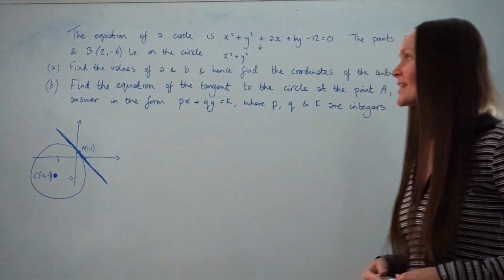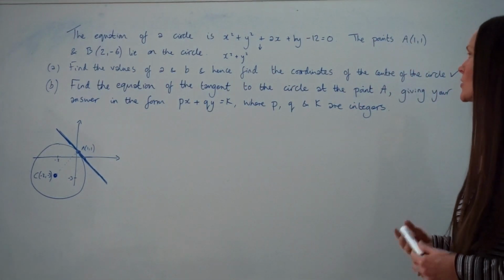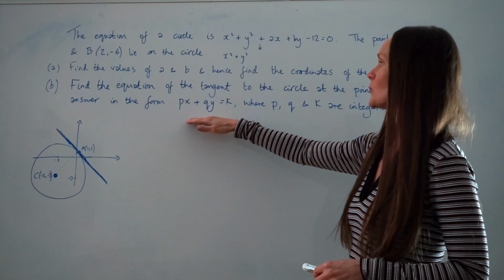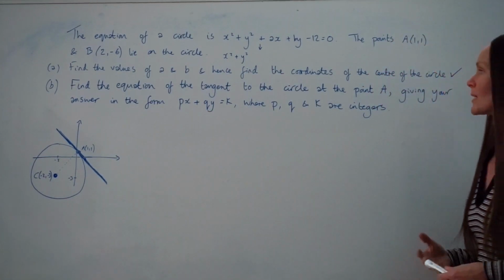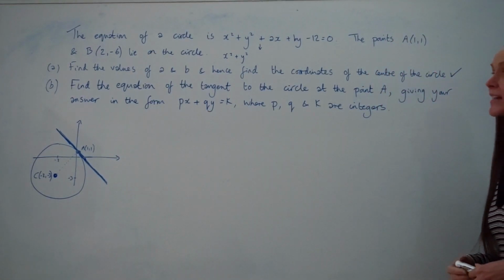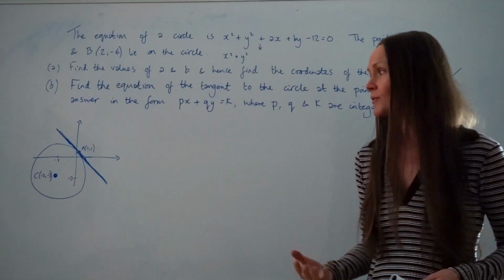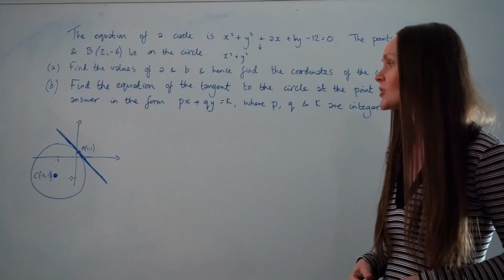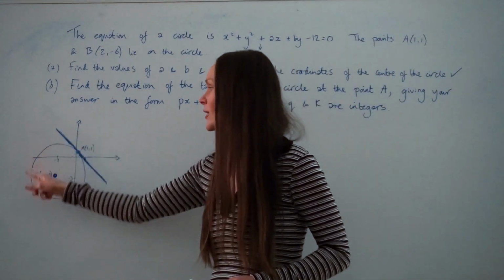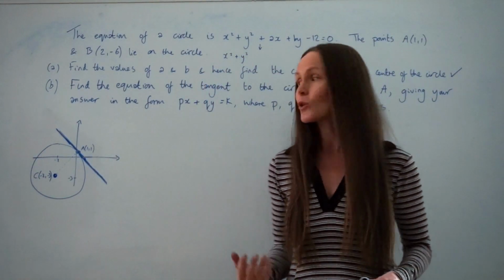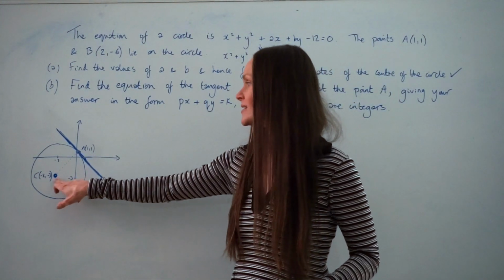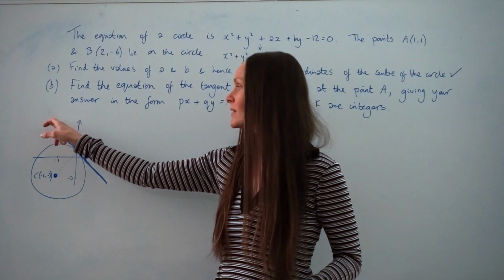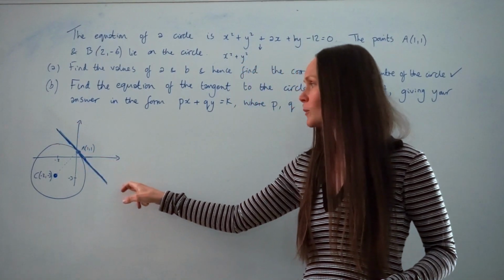So in part B, it says find the equation of the tangent to the circle at the point A, giving your answer in the form px plus qy equals k, where p, q and k are integers. Okay, so it's helpful if you can just draw a rough sketch. I think it's much easier to figure out what you need to do when you have a sketch. So here is the circle from earlier, and remember we worked out the coordinates of the centre. The centre lies at minus 2, minus 3. So here's the sketch with the tangent at the point 1, 1.